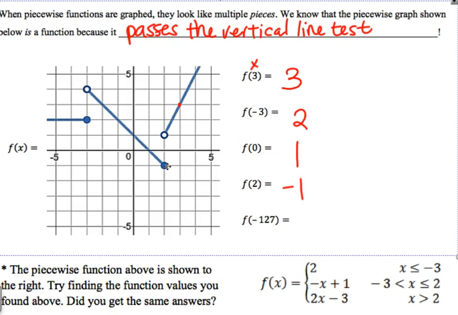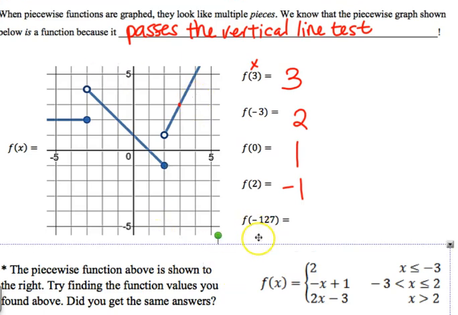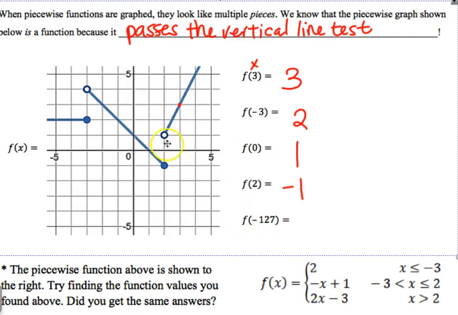And then lastly, f of -127. Well, you guessed it, it's not on the graph. So where would it be? -127 will be somewhere all the way over here. And so what we notice is this line is going to go on forever and ever. And so if that line goes on forever, that y value is still going to be at a positive 2. Okay, so anything after -3 is going to be a positive 2 value for a y value.